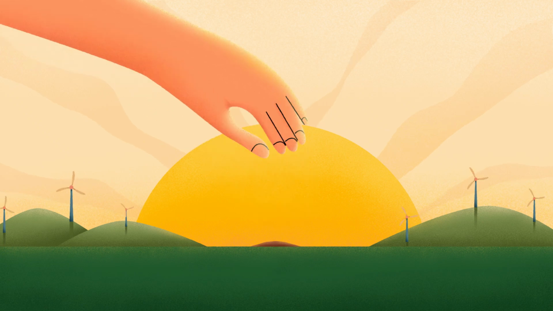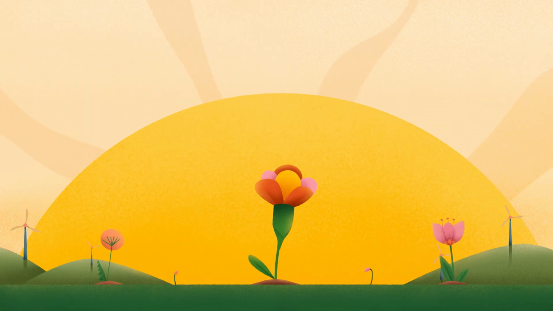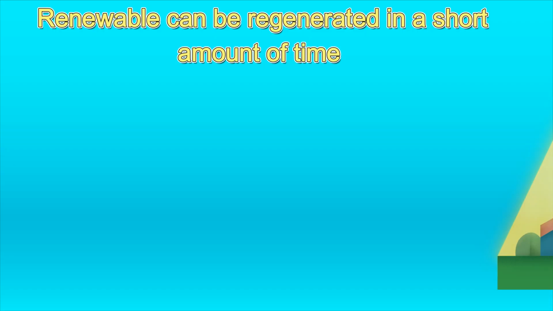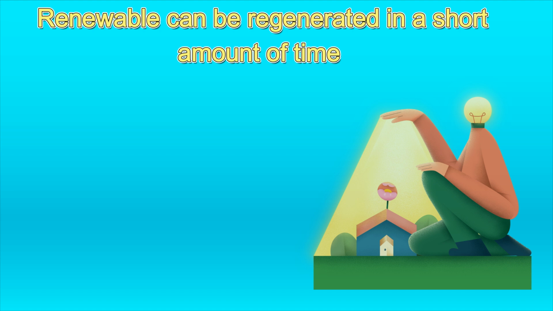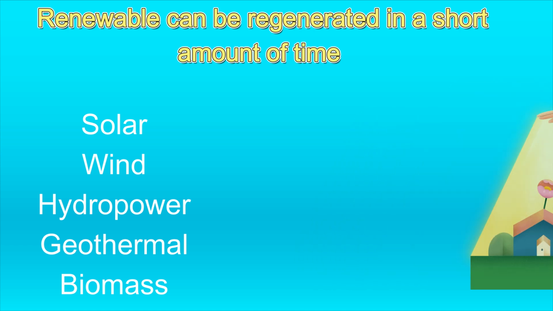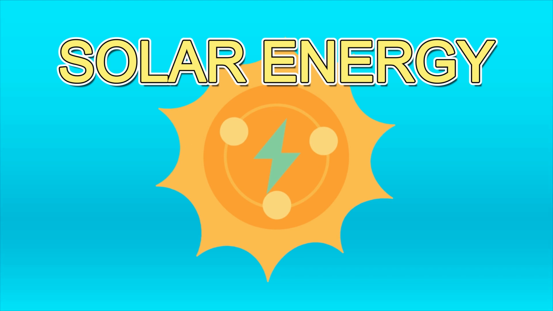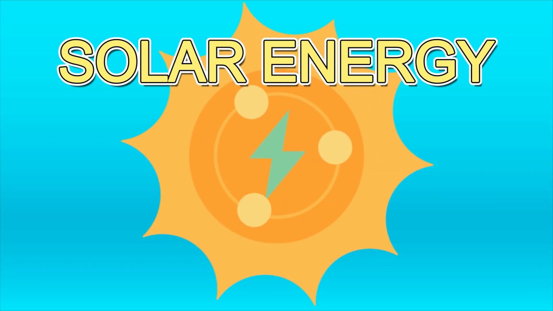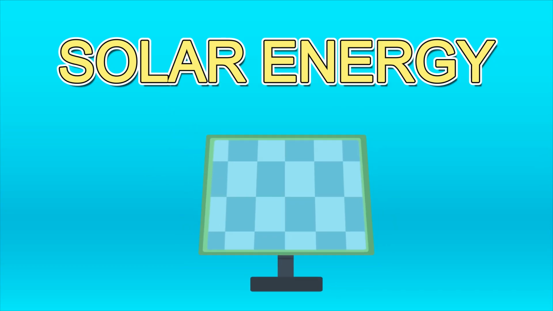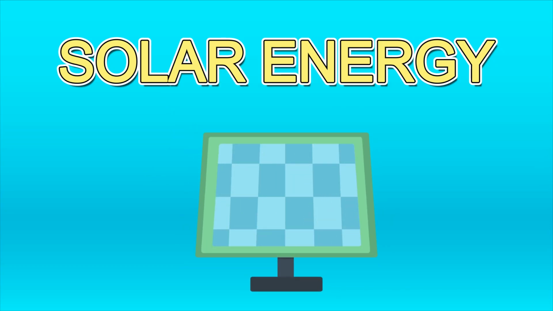Now that we've discussed kinetic and potential energy, let's take a look at renewable versus non-renewable energy types. Renewable energy is energy that can be regenerated in a relatively short amount of time. The renewable energy types include solar, wind, hydropower, geothermal, and biomass. Solar energy is energy that comes from the sun. It is a renewable type of energy that can be harnessed by using solar panels to convert into electricity that we can use in our homes.